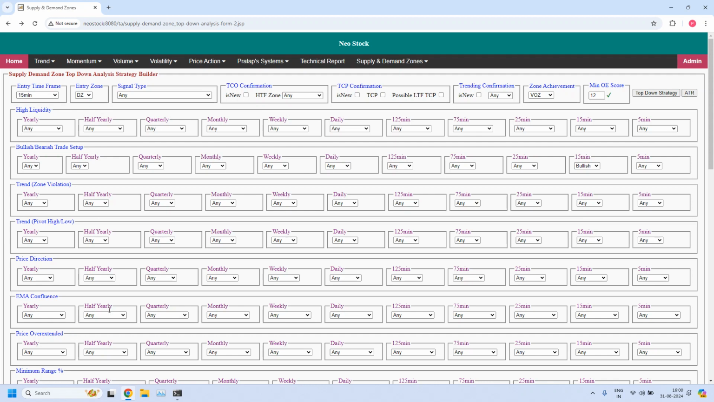So I am going to add EMA filter, EMA confluence in daily time frame. I am enabling demand zone with daily EMA confluence. That means daily demand zone with daily EMA confluence. Now let's filter the stocks.